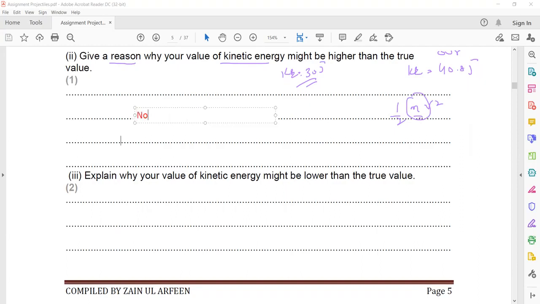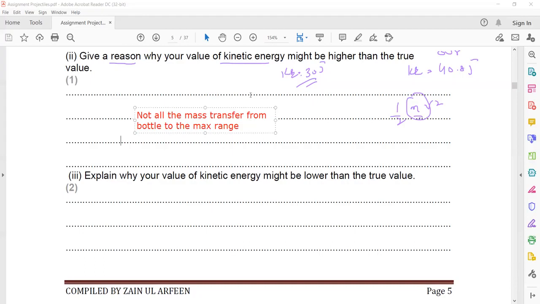So not all of the mass is transferred from the bottle to the maximum range. Is the first part clear? Maybe what happens is that some of the liquid might not reach that maximum horizontal displacement. So that is why our answer is higher.